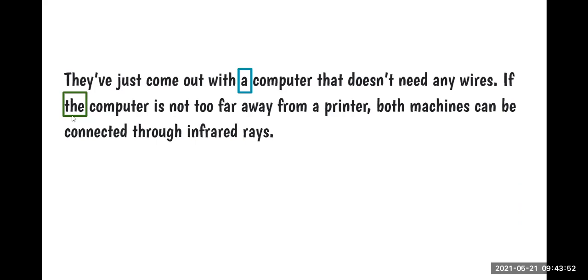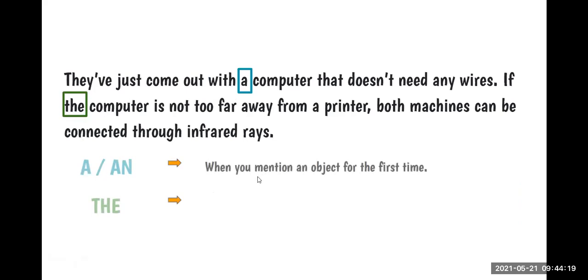Okay, because in this situation, we are talking about the same computer, right? We mentioned a computer for the first time, and in the second part, we are talking about the same computer. That's why we use the, because in this sentence, we are talking about a specific object, this one. So we use a or an when you mention an object for the first time in a conversation. And we use the when you refer to the same object again.